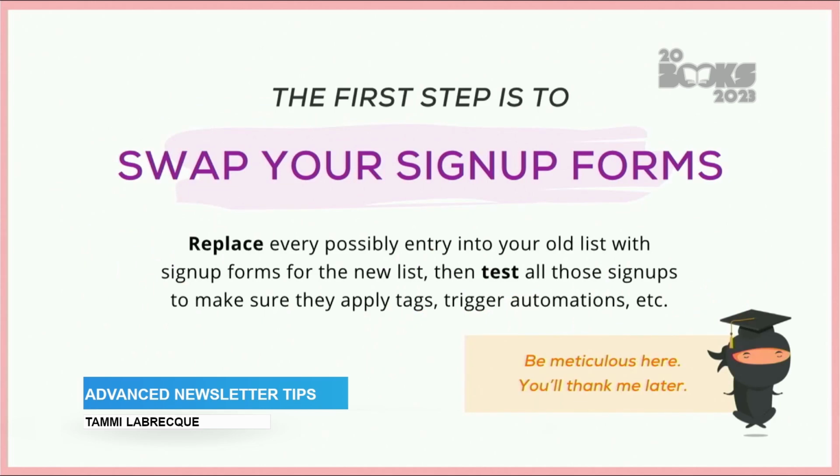Go to BookFunnel or Story Origin or Prolific Works or wherever you are and change the drop down so that instead of going to your old service, they're going to your new service, right? Replace every single possible entry point.